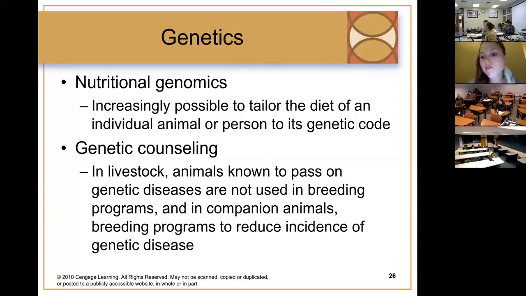That's really important, because if you find out that an animal is a carrier of a certain disease, you don't really want to breed that animal, because you might run the risk of breeding it to another animal who is also a carrier, and then you're going to have offspring that have that disease. So it's really important that you understand how that works.